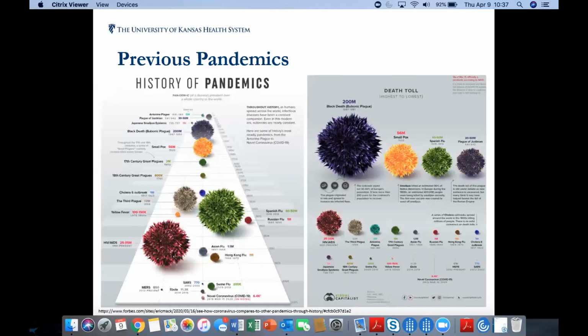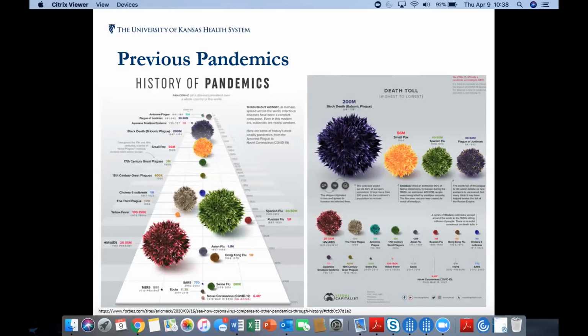This is a graphic that was put together by a scientific journalist at Forbes. I really like it because it displays the chronological order of pandemics on the left-hand side, and then the overall fatality rate of the various pandemics on the right-hand side. You can see that for the past 2,000 years, there have been a number of different pandemics that have threatened the human population. Starting at the top down to bottom, it works in chronological order.